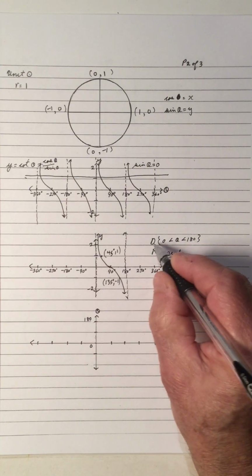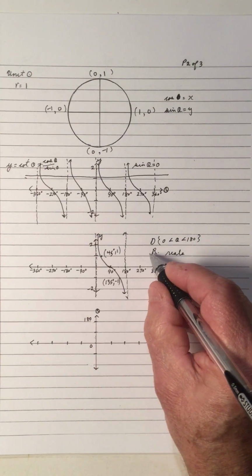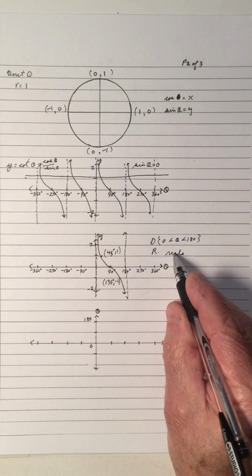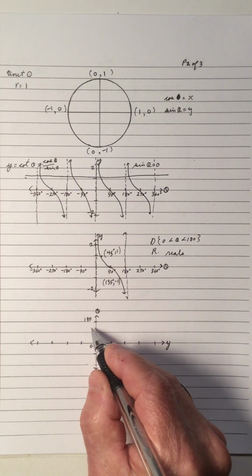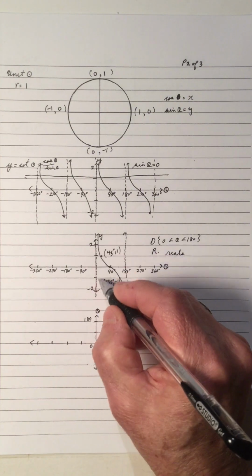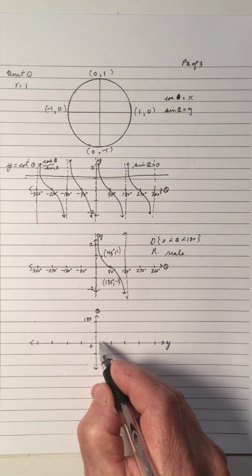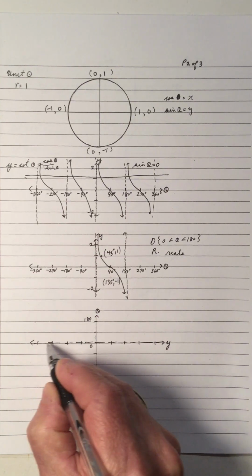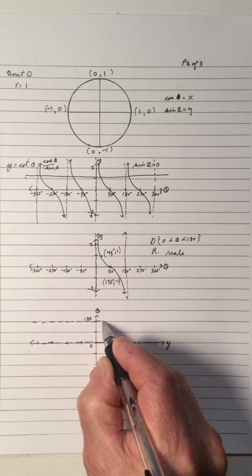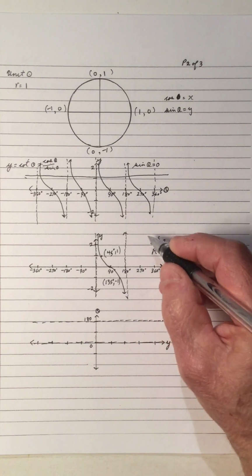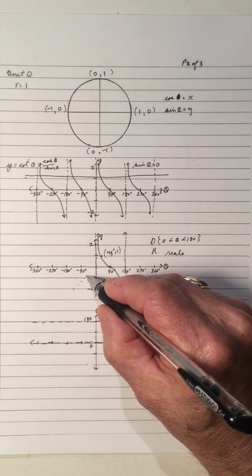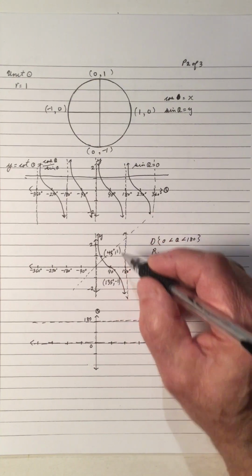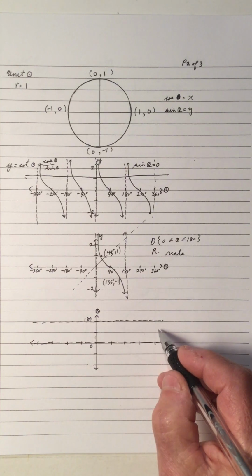So your domain is your range, and your reals, the range here, becomes your domain. That means these vertical asymptotes become horizontal asymptotes at 0 and at 180. So there are horizontal asymptotes. Again, when you reflect in this line, this is the line that's doing the reflecting, your vertical asymptotes become horizontal.